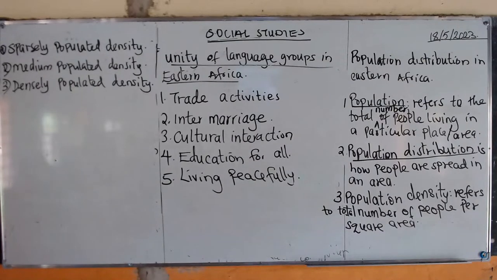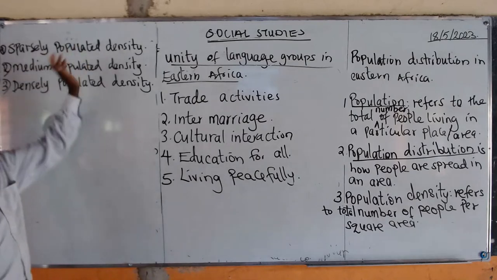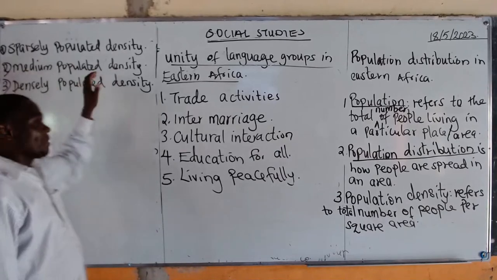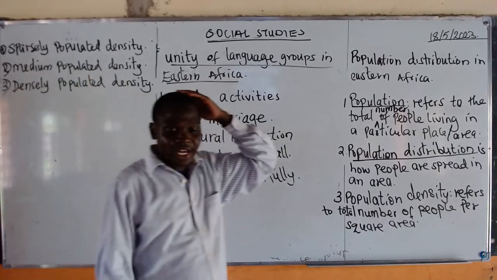So the area where there are very few people, we see that area is sparsely populated, meaning you can move distances before you reach the next family. From one family to the next is kilometers and kilometers. That area is sparsely populated. An area that is medium populated is an area like Ukunda.